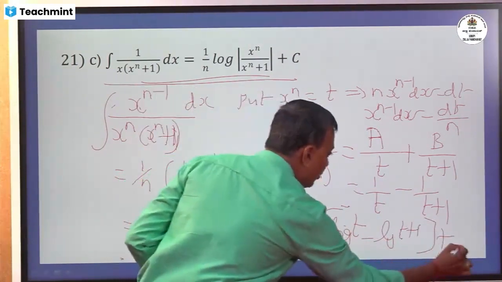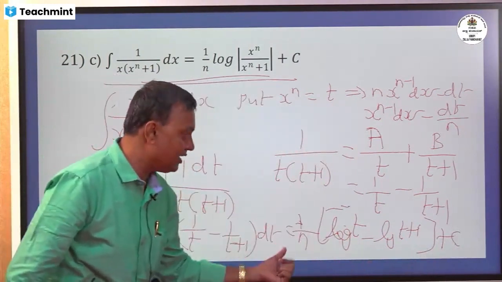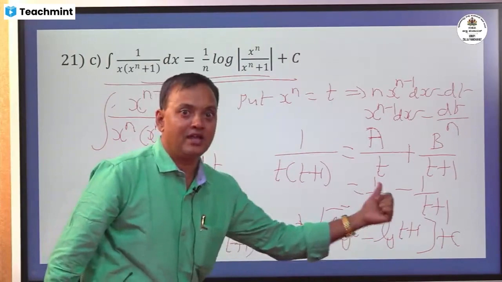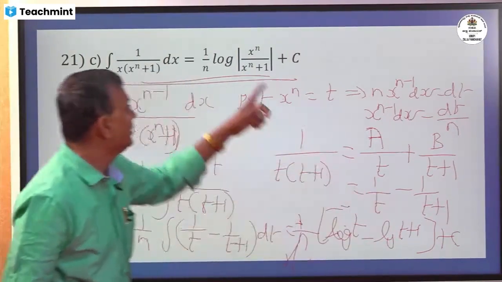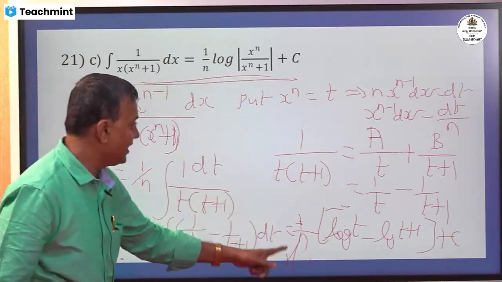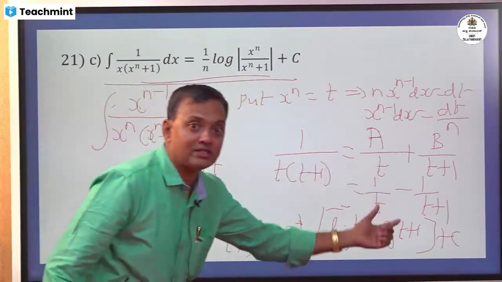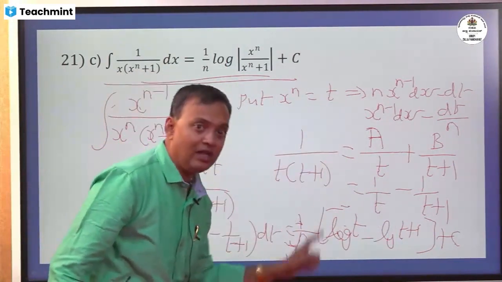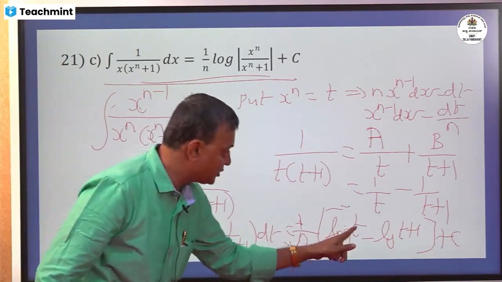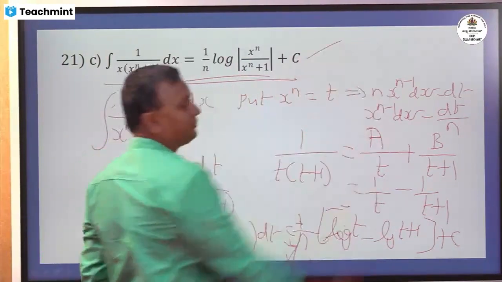Correct? So 1 by n, then using the logarithm theorem, 1 by n log t minus log t plus 1 is log t by t plus 1. That is 1 by n log modulus of t, where t is x power n. So 1 by n log of modulus of x power n by x power n plus 1 plus c.